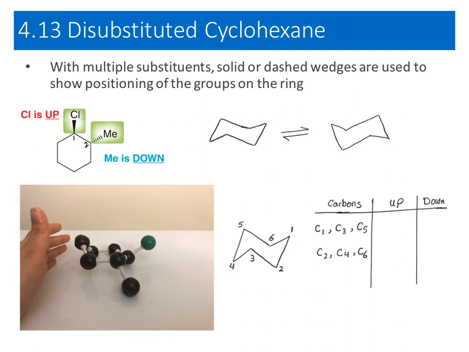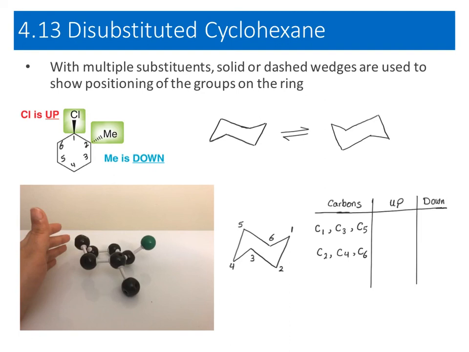To draw the chair conformation on a paper, the first step is to number all the carbons in the ring. So I already gave number 1 and 2. This is 3, 4, 5, and 6. You can start number 1 at any of the carbons. It doesn't matter which one, as long as the numbers go clockwise, it should be fine.